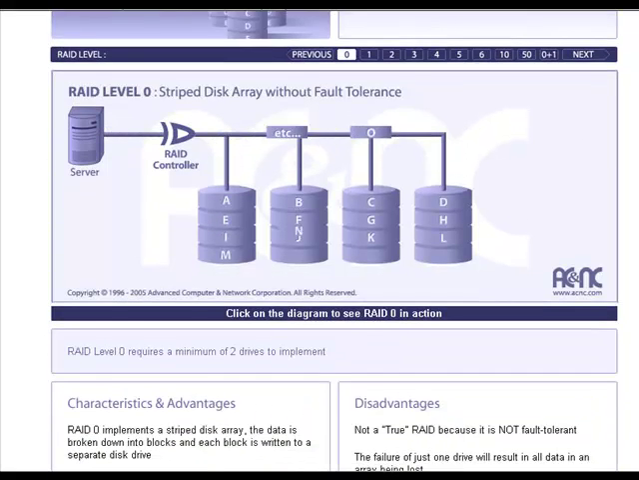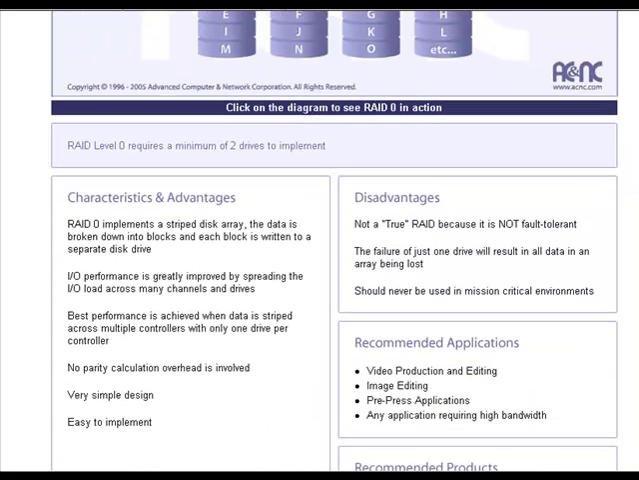The advantages and disadvantages of RAID, or the characteristics of RAID 0: it implements a striped disk array. The data is broken down into blocks, and each block is written to a separate disk drive. I/O performance is greatly improved. Gamers should love RAID 0 because it makes the reads and the writes to the disks much faster. Best performance is achieved when the data is striped across multiple controllers with only one drive per controller. No parity calculation overhead is involved, and we'll look at parity calculation in a few minutes. Simple design, easy to implement.